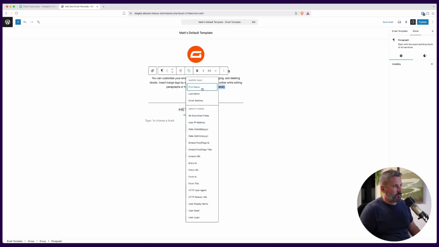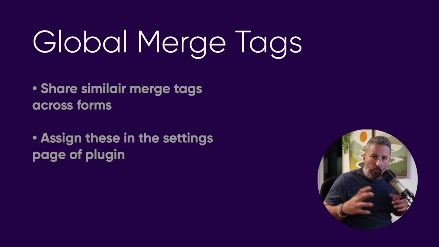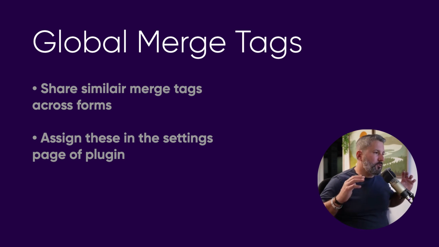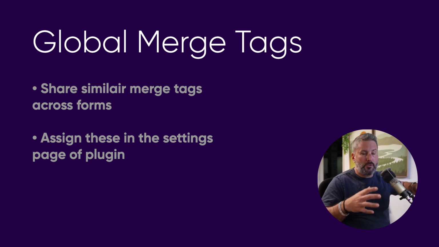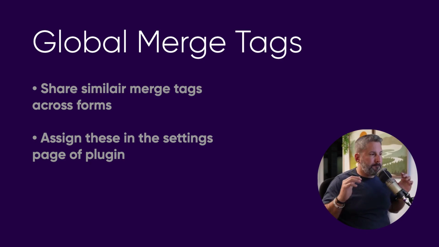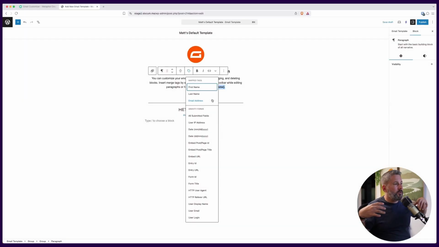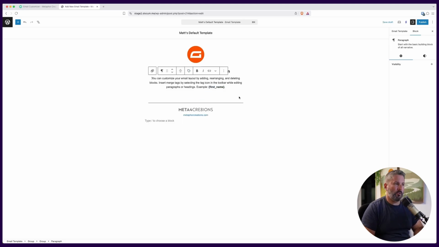And these three up here, which we'll look at in a moment, first name, last name, email, these are global merge tags. This is so you can have multiple email templates using the email template plugin and assign the same merge tags across all of them. So if you have multiple contact forms with a whole bunch of different templates, but you always want to use first name, last name, email address in a merge tag, you'll be able to set up these global tags. It's a little confusing, but I'll show it to you in a moment.